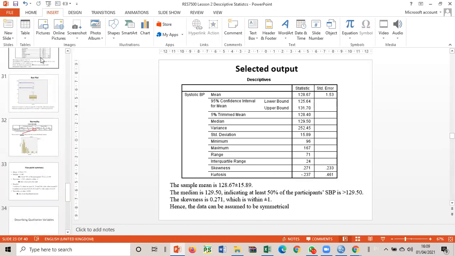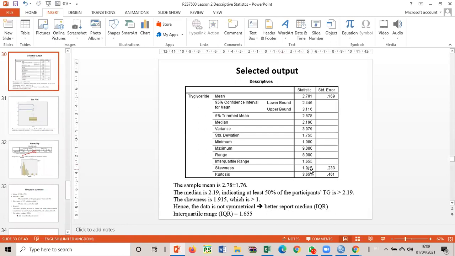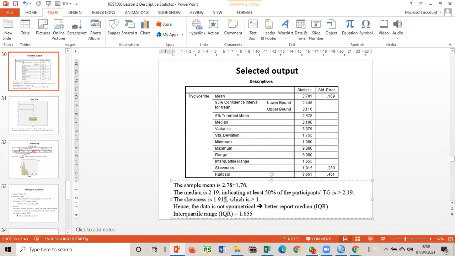Another example. What's the skewness value here? 1.915. Is it more than 1? Yes. Therefore, the data is not symmetrical. It is skewed to the right.